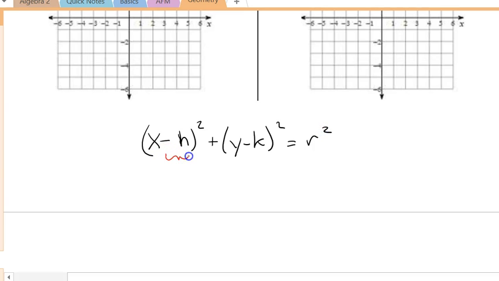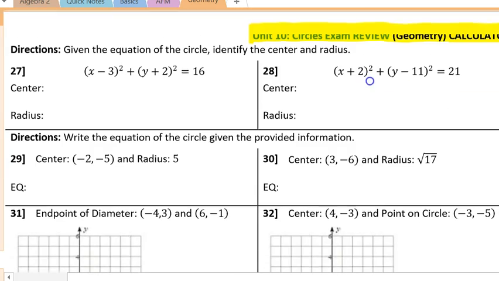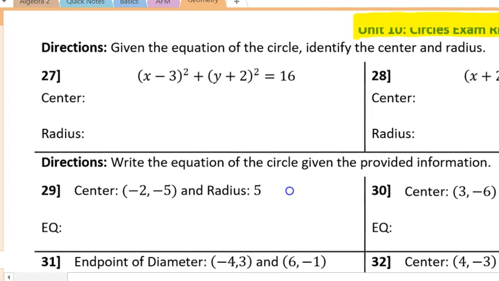A few notes: this value is the opposite x value, and this is the opposite y value of our circle. And this is, of course, the radius value squared, so that means that the radius is just equal to the square root of whatever number we would write in there. So that may come up occasionally. So let's go ahead and jump into question number 27.